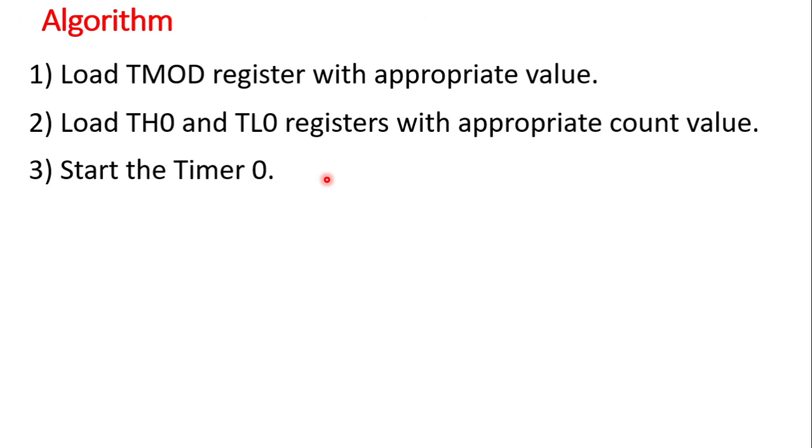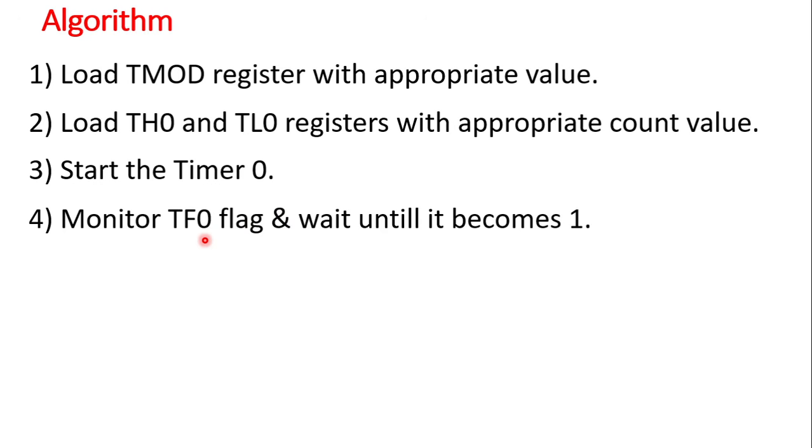So what do we have to do? We have to monitor the timer overflow flag, which is indicated by the TF0 bit. So monitor the TF0 flag and wait until it becomes 1. What does it mean? It means check the status of the TF0 flag. If this flag is 0, it means the timer is still ticking, or it is not in overflow condition. So just wait, and check it one more time. If again it is 0, then the timer has not yet overflowed. So go on monitoring this flag until it becomes 1.